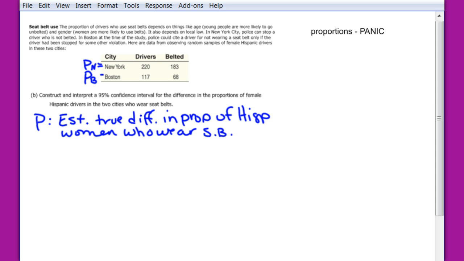Just in case you're wondering, here we've got p-hat for New York: 183 out of 220 comes to 0.83. The proportion for Boston is 68 out of 117, which is 0.58. So certainly less in Boston. All right, so we've got our parameters all named and labeled. And yes, the AP graders will look up in this area to see if we have any writing there, and they will count that.